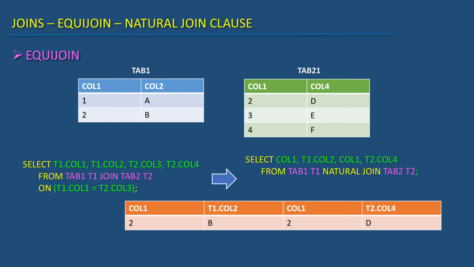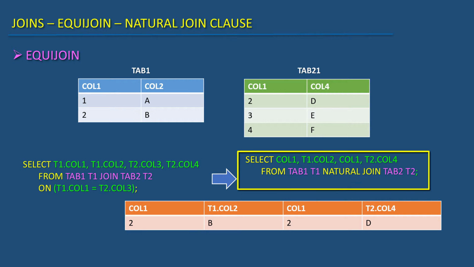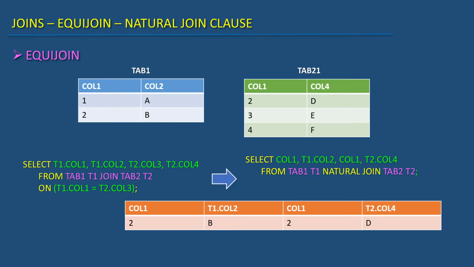Now I want to simplify much more. Then I can use natural join like this SQL. Natural join looks for columns with the same names in both the tables and does an EQUIJOIN on all those columns. In this case, it would be an EQUIJOIN between T1 col1 and T2 col1.